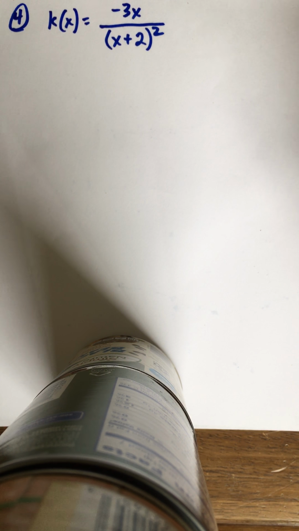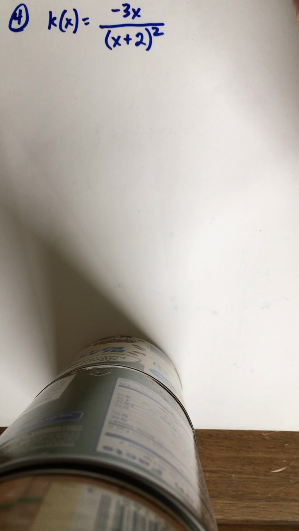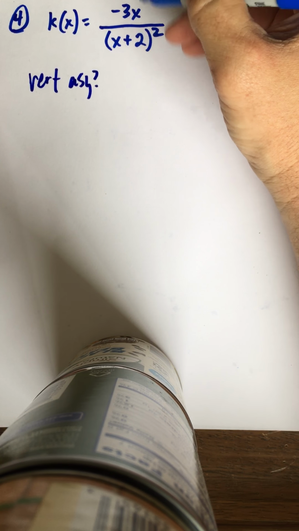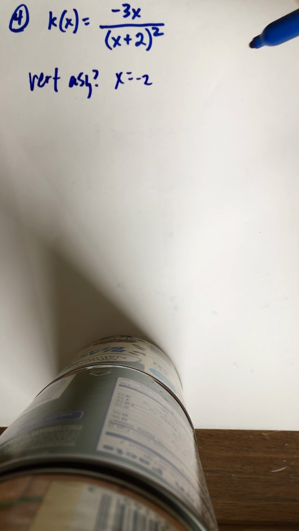All right, here's example 4. If you'll notice, it's a little bit different. We're just going to approach it the exact same way. Go through your steps. Vertical asymptotes always first. So for your vertical asymptotes, it's whatever makes the bottom 0, which the only thing that'll do that is -2.